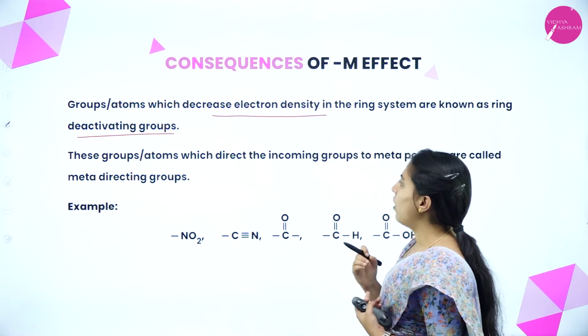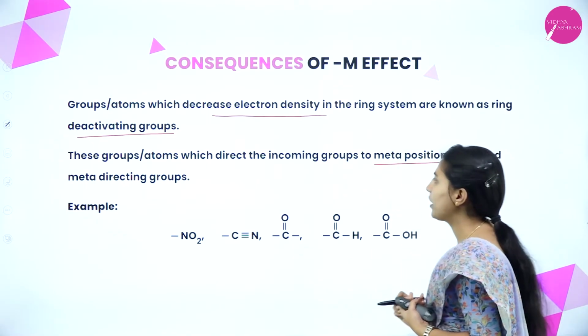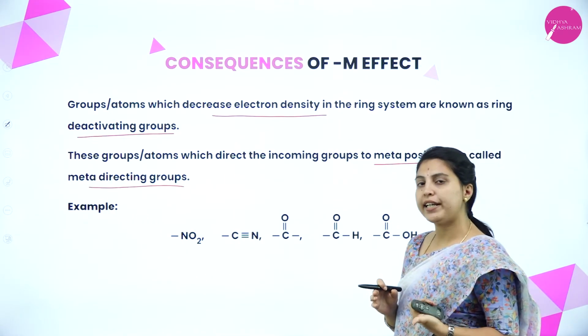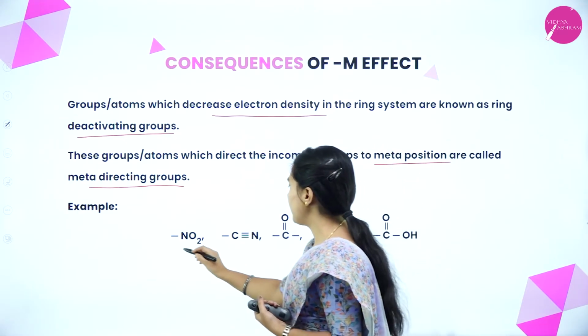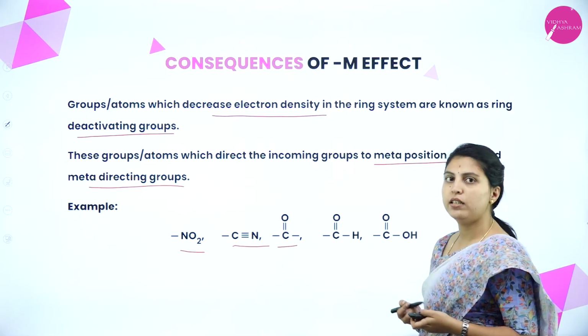These groups or atoms which direct the incoming groups to the meta position are called meta-directing groups. Plus M groups will be ortho or para-directing groups. In the minus M case, they will be meta-directing groups. That is nitro, cyano, ketone, carboxylic and aldehyde.